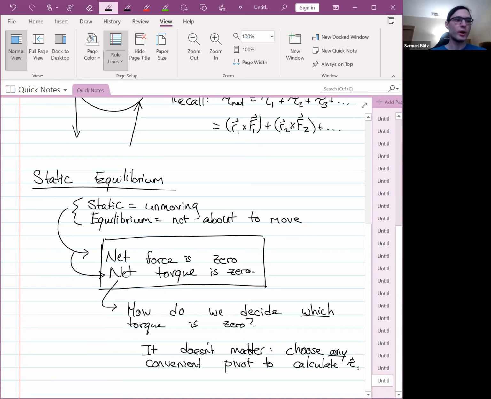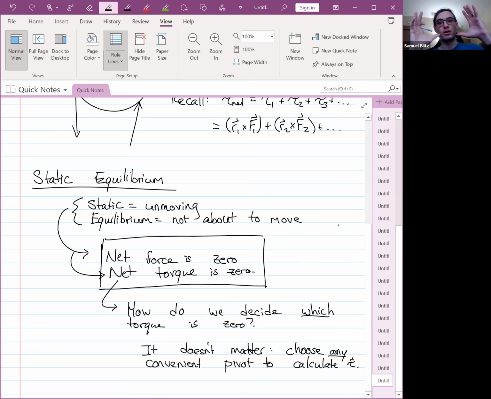You could ask the reasonable question, why is this allowed? Couldn't it be not 0 for some pivots and 0 for others? But if you think about this from a ground up perspective, think about what torque does. Torque makes an object start rotating about some axis if it's at rest, right? But if an object is static and in equilibrium, meaning it's not about to move, then regardless of the pivot point that you choose, the object is not about to start rotating about that pivot point.